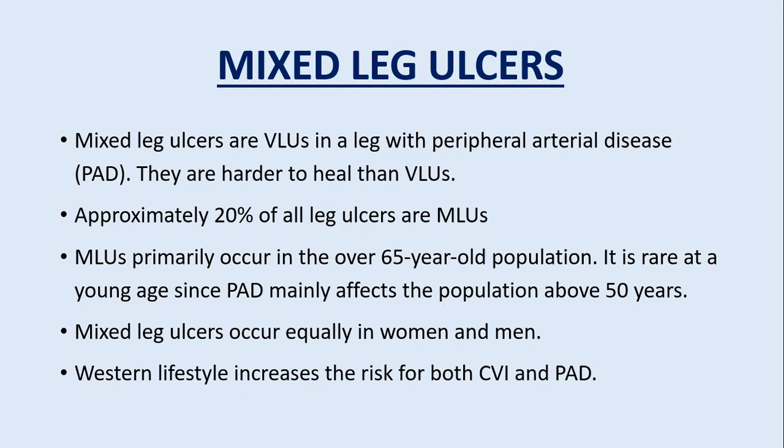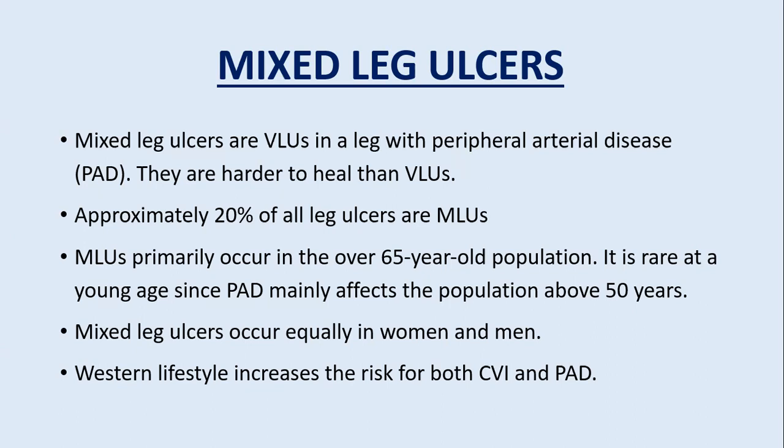Now we are going to discuss another category of leg ulcers, which are called mixed leg ulcers. We call them mixed leg ulcers because these are venous leg ulcers along with peripheral arterial disease. Since they are because of veins and arteries, they are harder to heal as compared to a pure venous leg ulcer. Approximately 20% of leg ulcers are mixed leg ulcers.